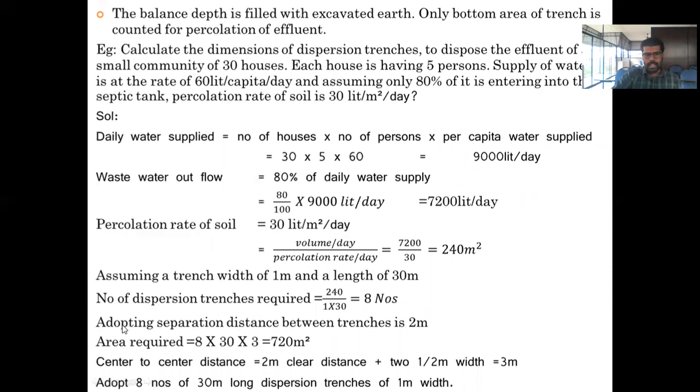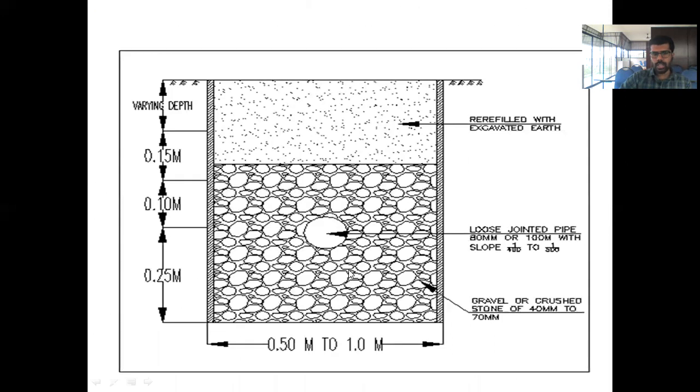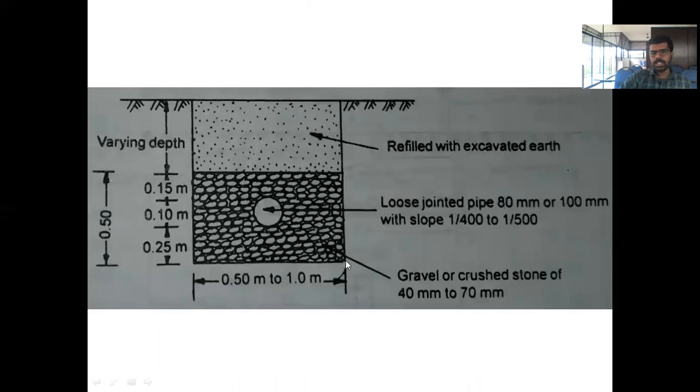Adopting a separation distance between trenches of 2 meter, the center to center distance of the trench will be the 2 meter clear distance plus half meter on each side. How do you know half meter? The trench width is 1 meter only, so half of this trench will be half meter, correct?